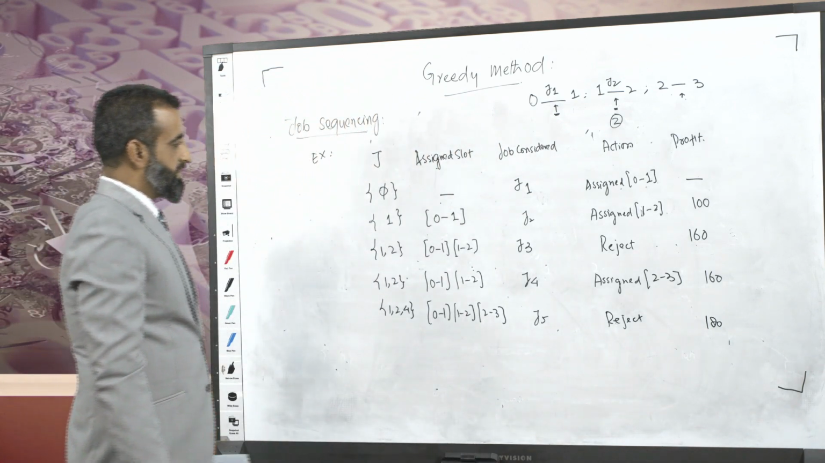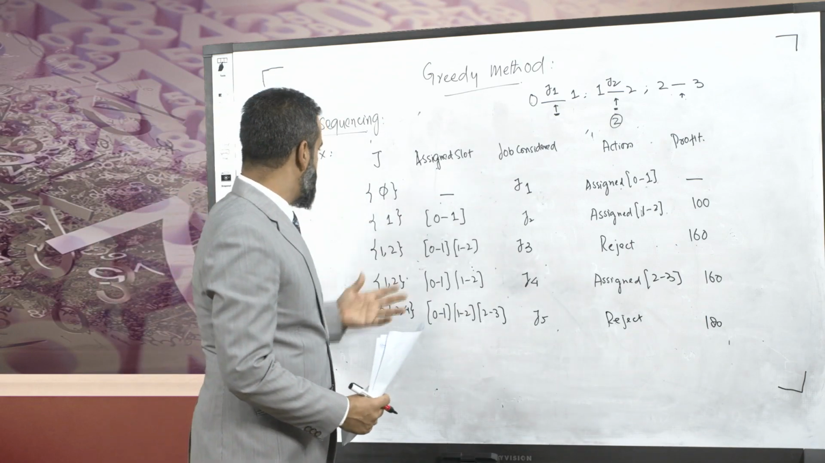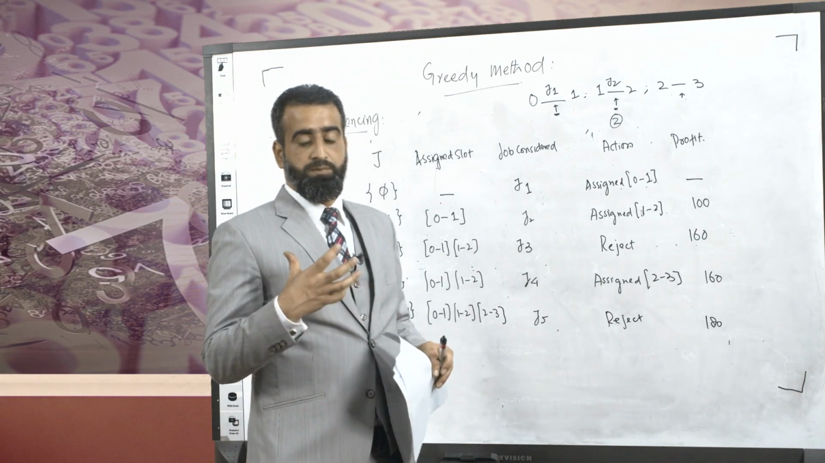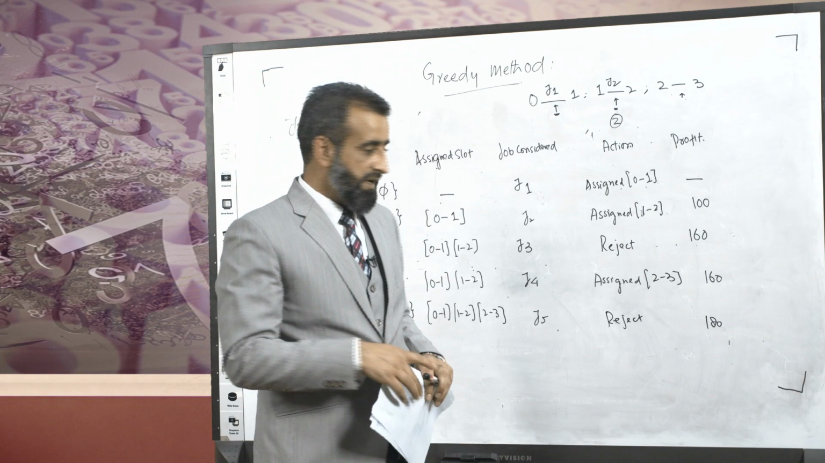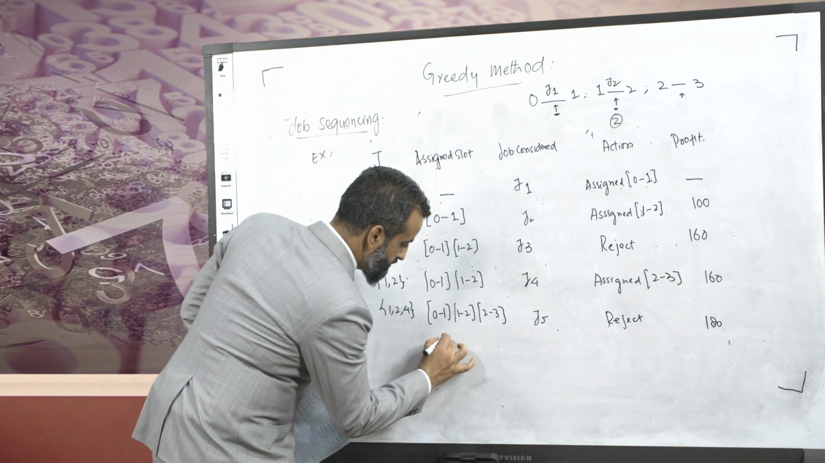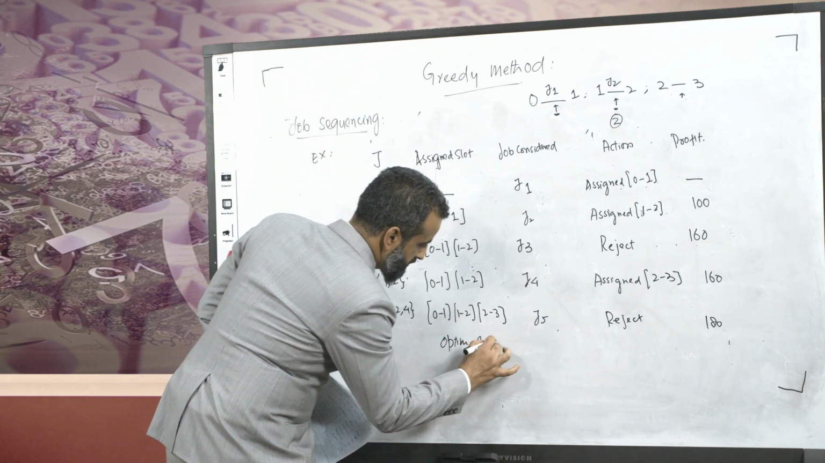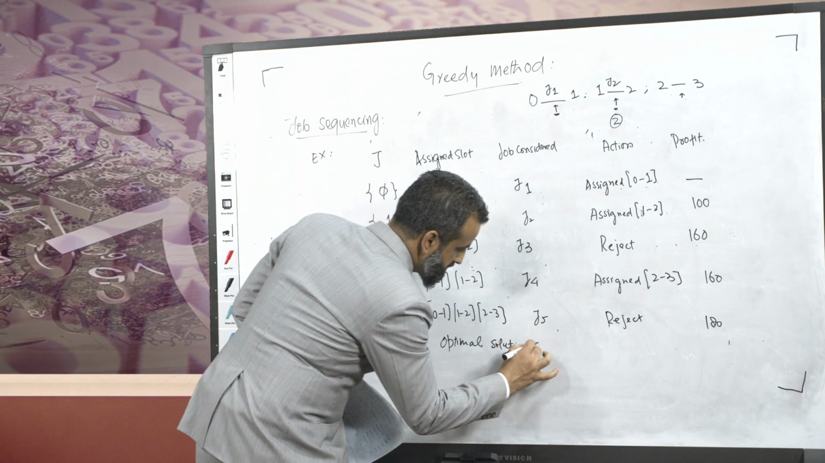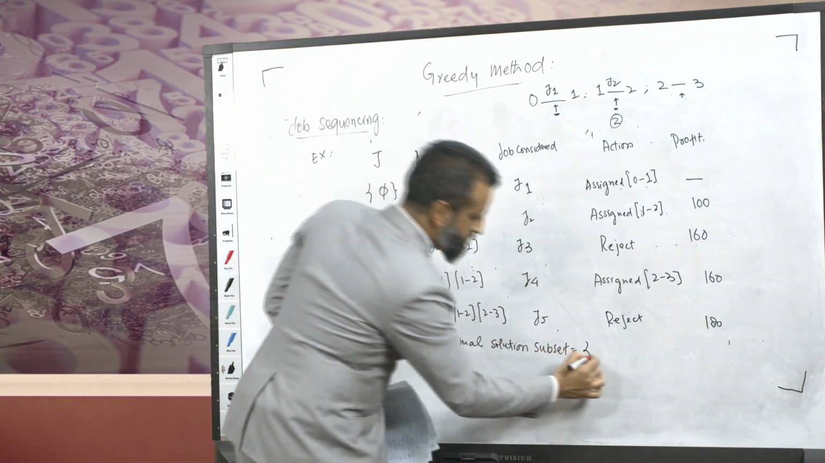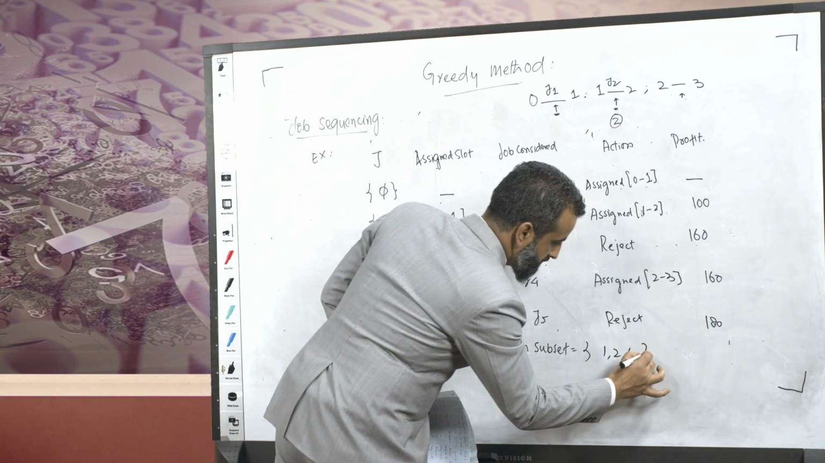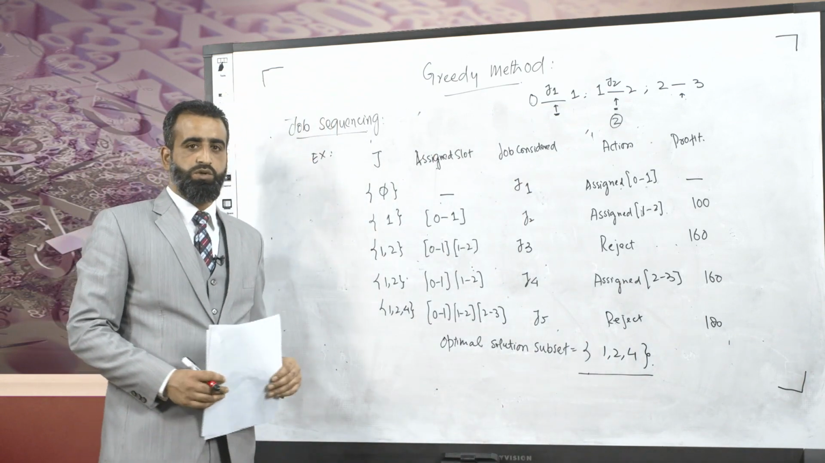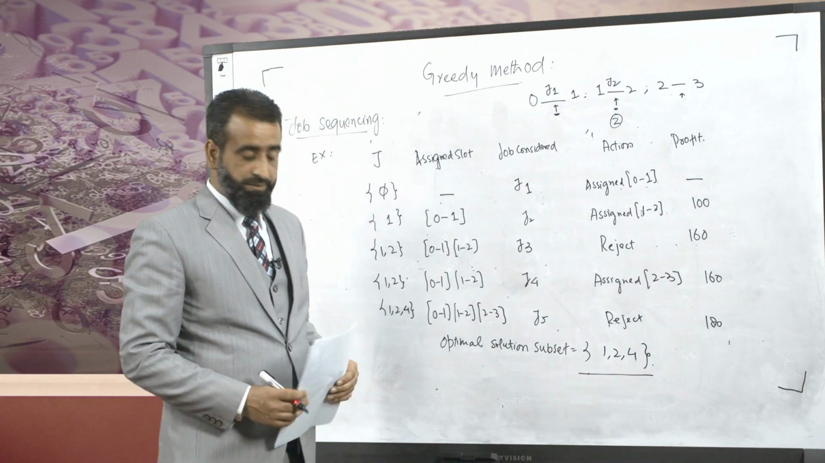So what we did over here is that we considered one job at a time. Jobs with the highest profit we considered first, and this way we were able to assign 3 jobs to the processor. The possible optimal solution subset is the final subset that we get, which will be jobs 1, 2 and 4. This is how we solve a job sequencing problem using the greedy method.